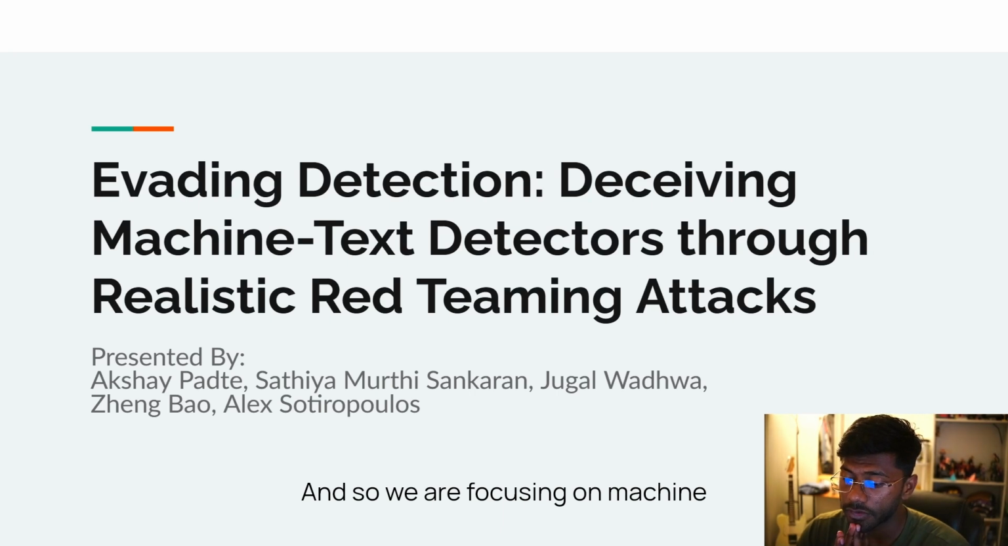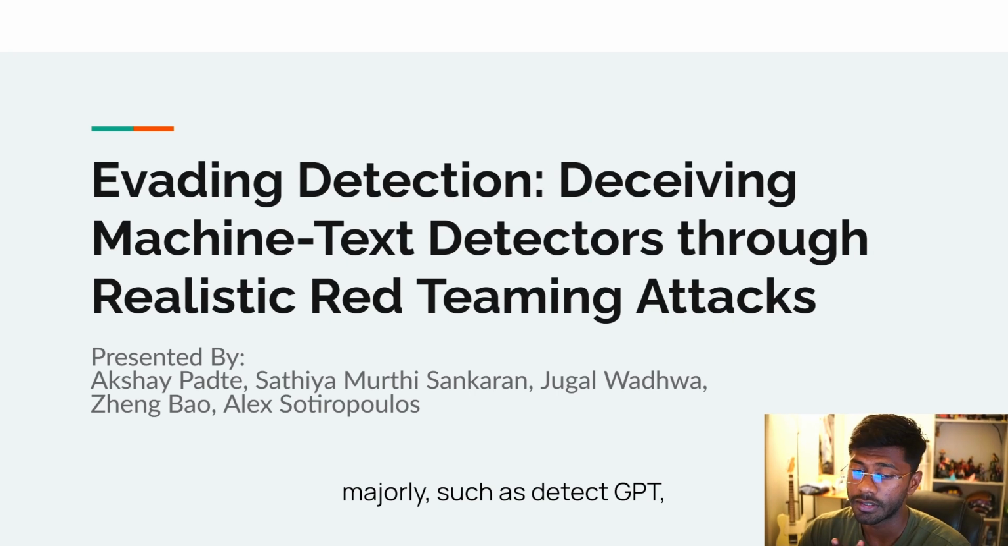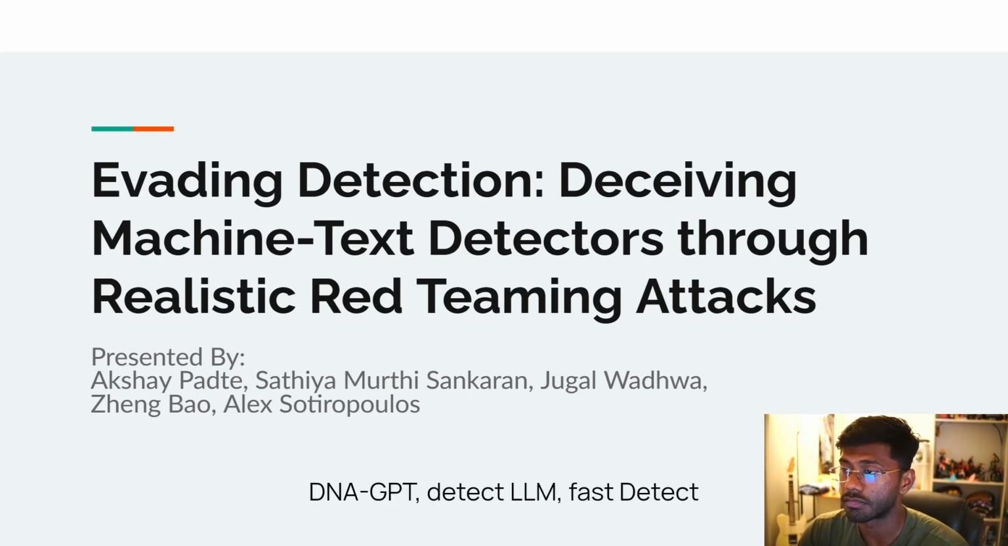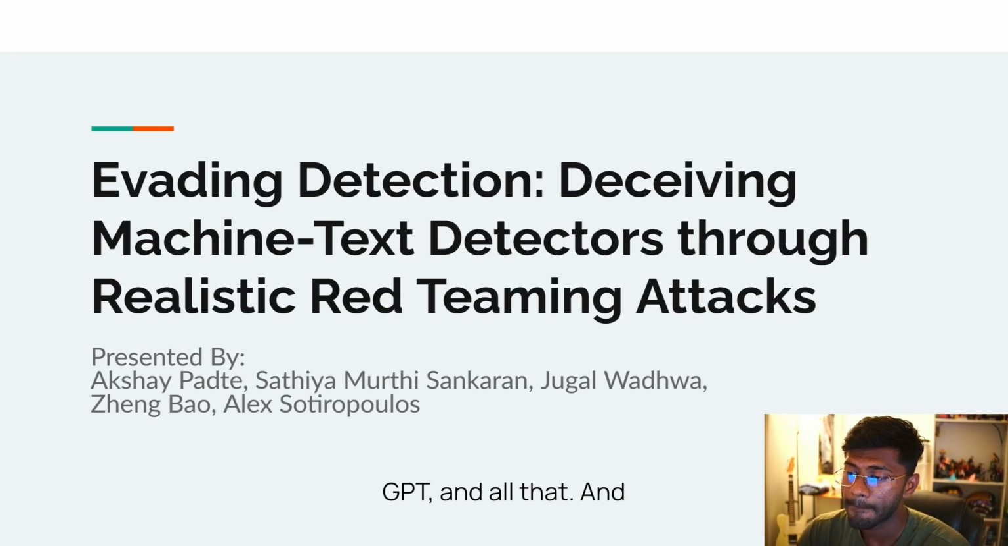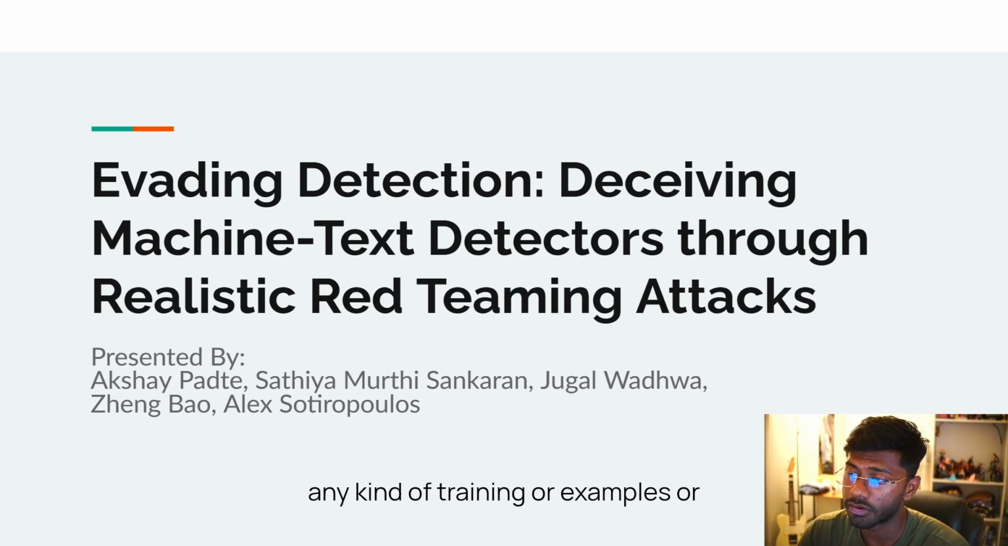And so we are focusing on machine text detectors, zero-shot detectors majorly, such as DetectGPT, DNA-GPT, DetectLLM, fast DetectGPT, and all that. And since they're zero-shot, they do not need any kind of training or examples or anything, and they should be able to work with any LLM.